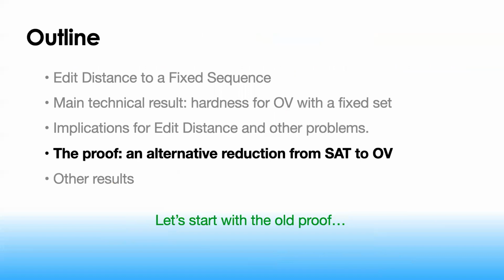So before discussing more implications and results, let's talk about the proof. I'm sure many of you have already seen the reduction by Williams from SAT to OV. It appears in many talks on fine-grained complexity. And the new result will follow by modifying this reduction. And both the old reduction and the new one are pretty simple. And I can explain each of them in 1 or 2 slides. So let's do that.